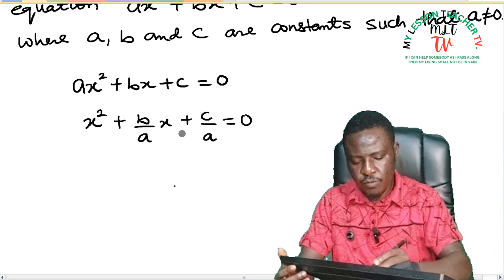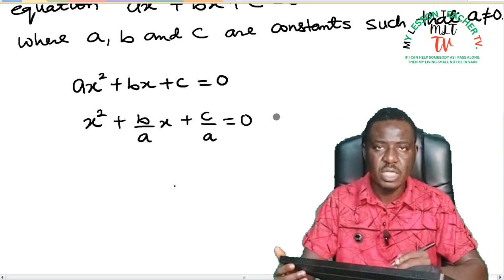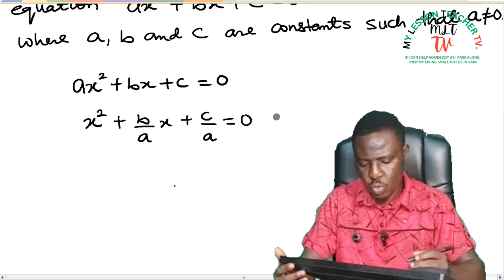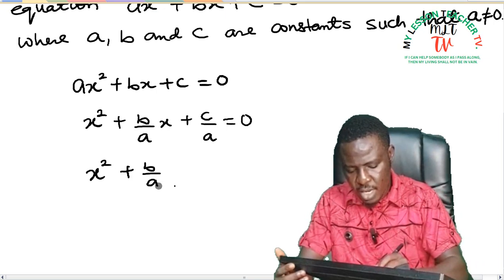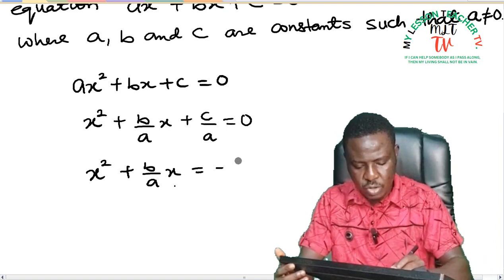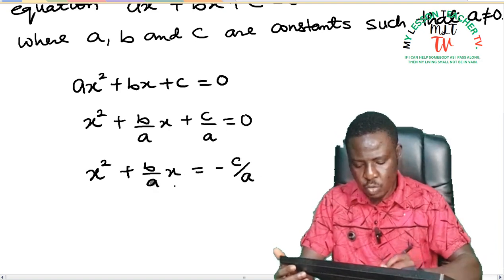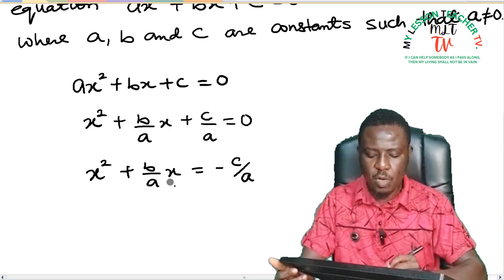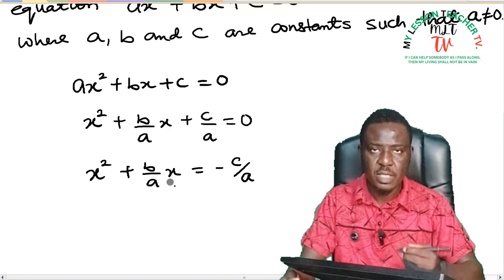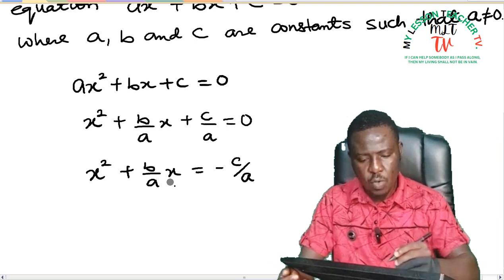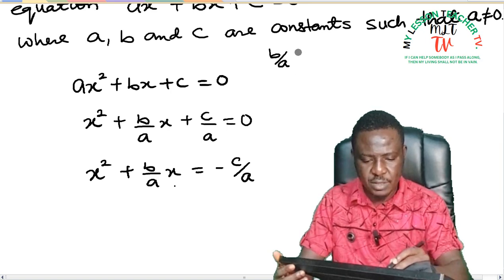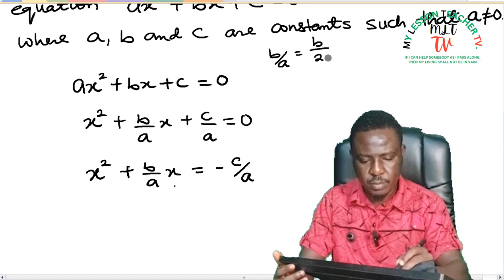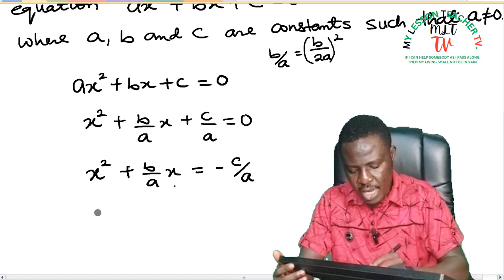Next you do is to move the constant term to the other side of the equation, since c over a is not a perfect square. So this becomes x squared plus b over a x is equal to minus c over a. Now we need to complete this square by looking for half the coefficient of x, square it, and add it to both sides. Now the coefficient of x is b over a. When you half it, it becomes b over 2a. Squaring it, it becomes (b over 2a) squared, and then you add to both sides.